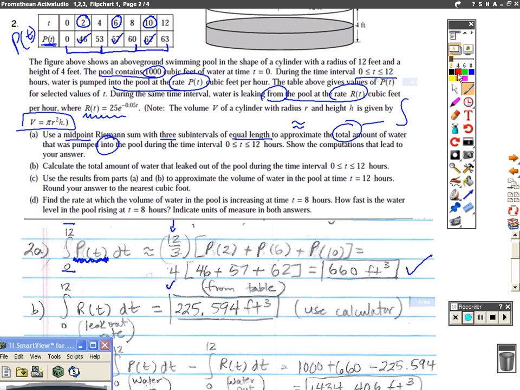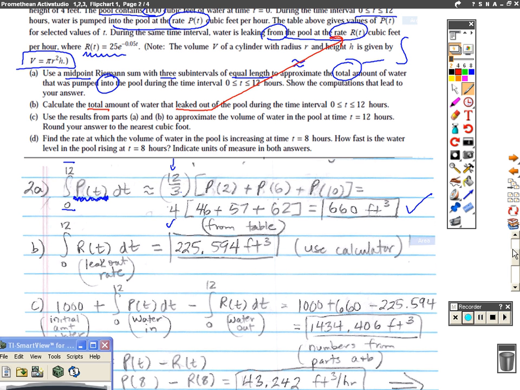Part B. Calculate total, so that tells us to integrate again. Leaked out. So this time I'm going to use the leaking out rate, which as we already know is R of T, from 0 to 12. So this time, since I don't have a table, they didn't tell me to use a Riemann sum, and they didn't tell me to approximate, I'm going to do the literal integration from 0 again to 12 hours.